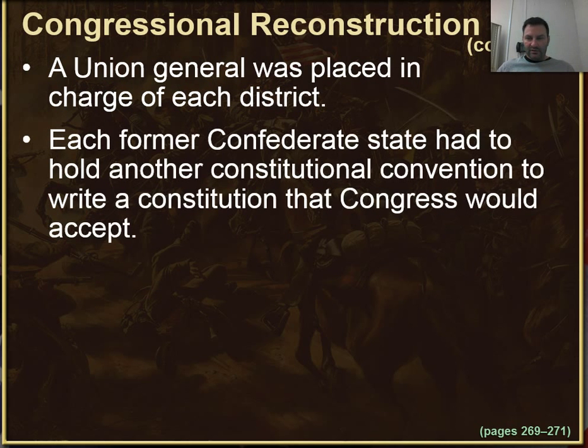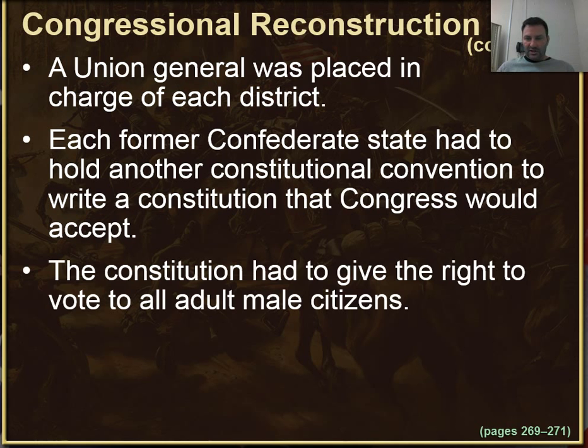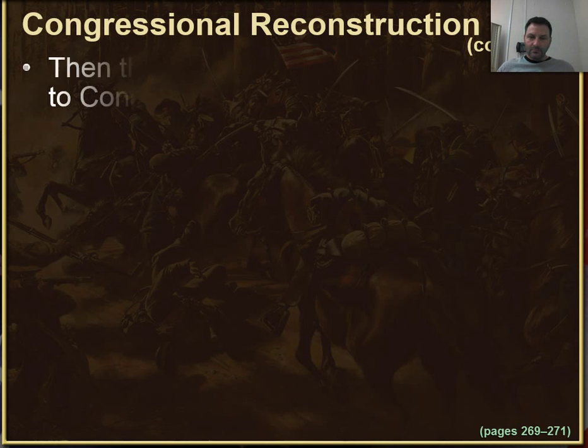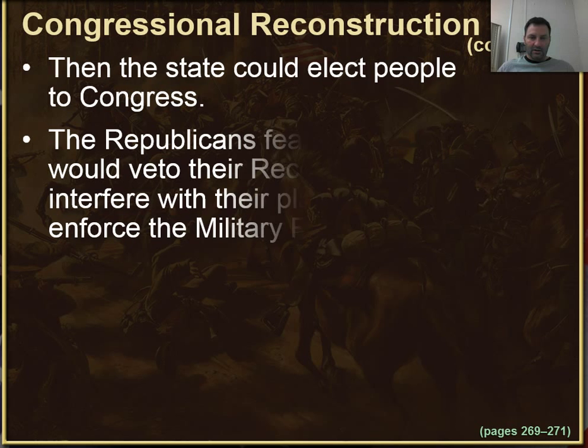Each former Confederate state had to hold another constitutional convention to write a constitution that Congress would accept. The Constitution had to give the right to vote to all adult male citizens, and after the state ratified its new Constitution, it had to ratify the 14th Amendment. Then the state could elect people to Congress.